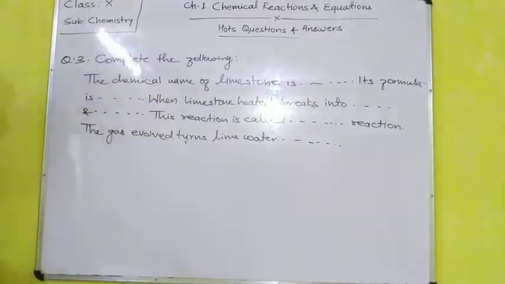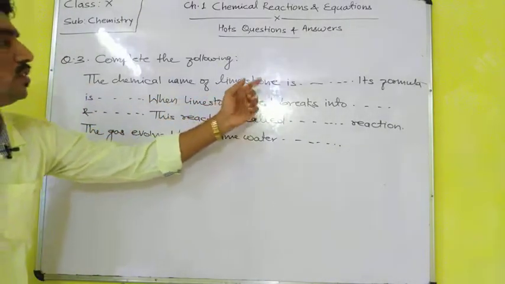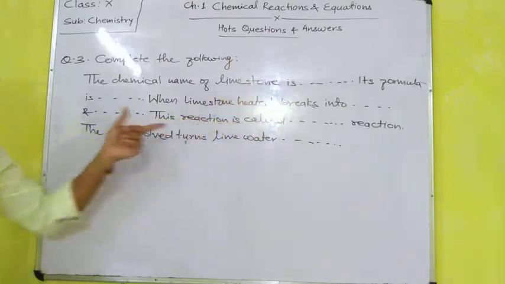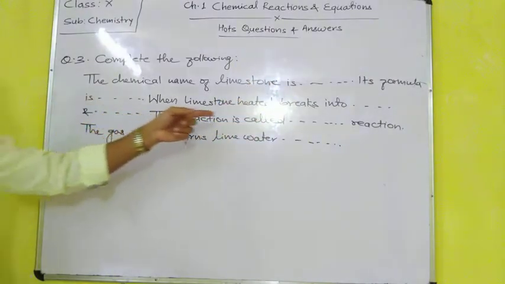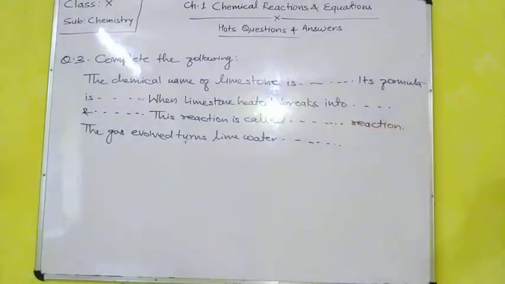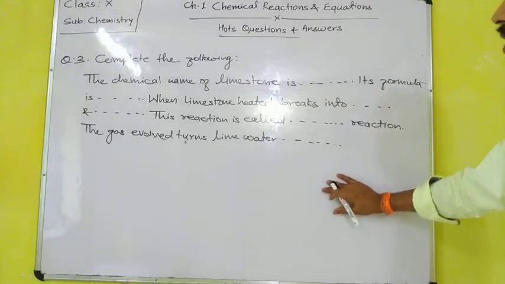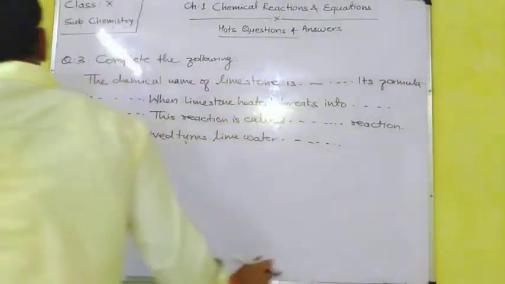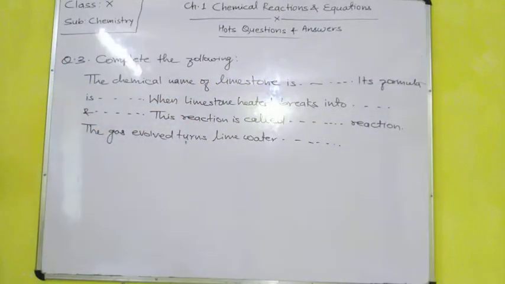So here is the question. Complete the following. The chemical name of limestone is blank. Its formula is blank. When limestone is heated, it breaks into blank and blank. This reaction is called blank reaction, and the gas evolved turns lime water blank. In fill in the blanks, we have to fill these in.